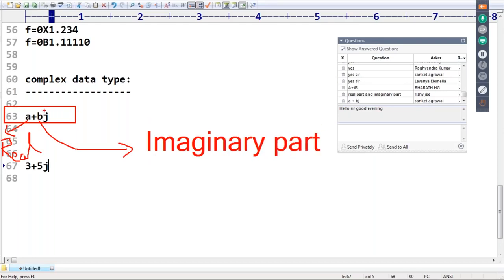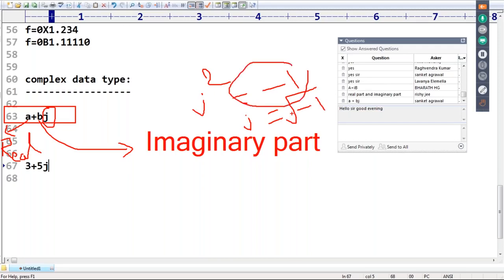Next, this j. Is j a fixed symbol, or can I use any other symbol? Make sure it is j only. By mistake, if you use any other, again you get a syntax error. Remember, j square is equal to -1. Our j is equal to the square root of -1. What is the value of j square? Its value is nothing but -1.